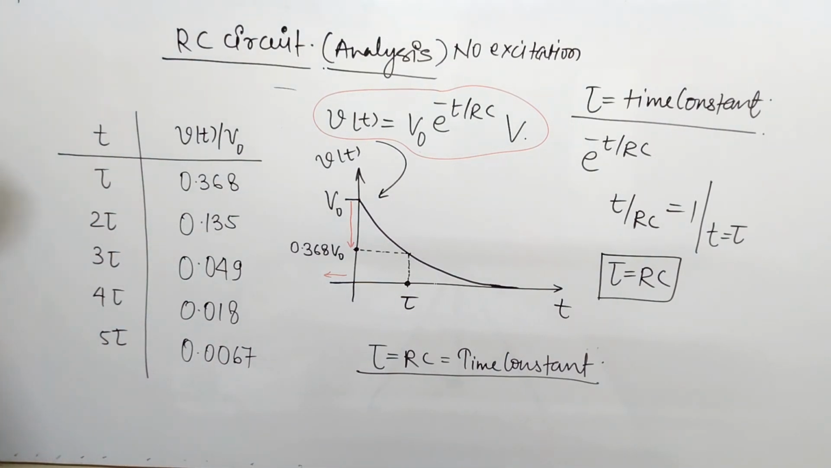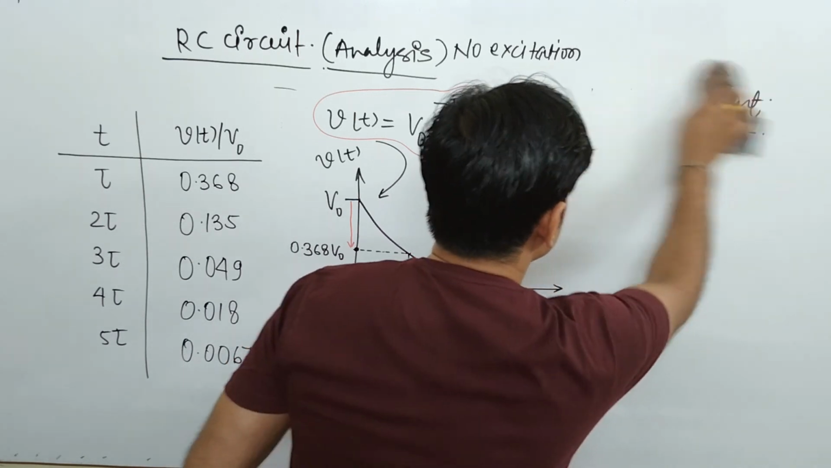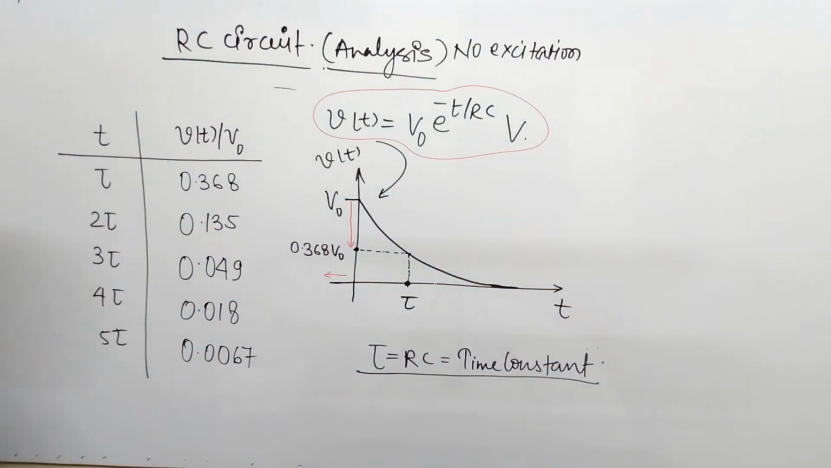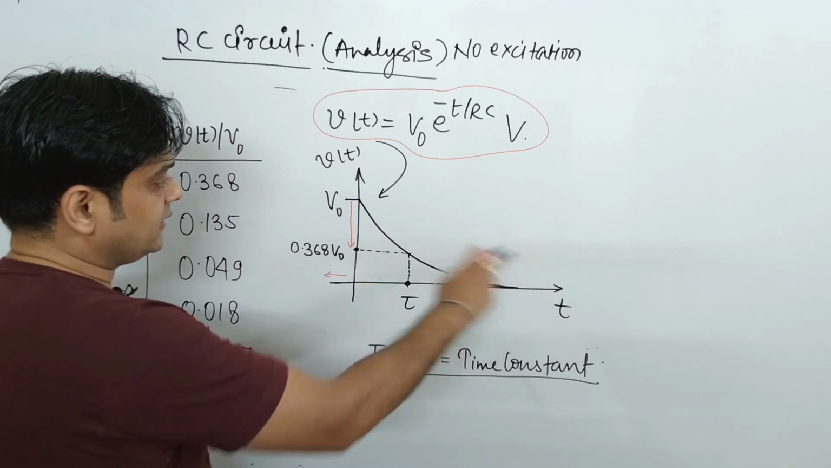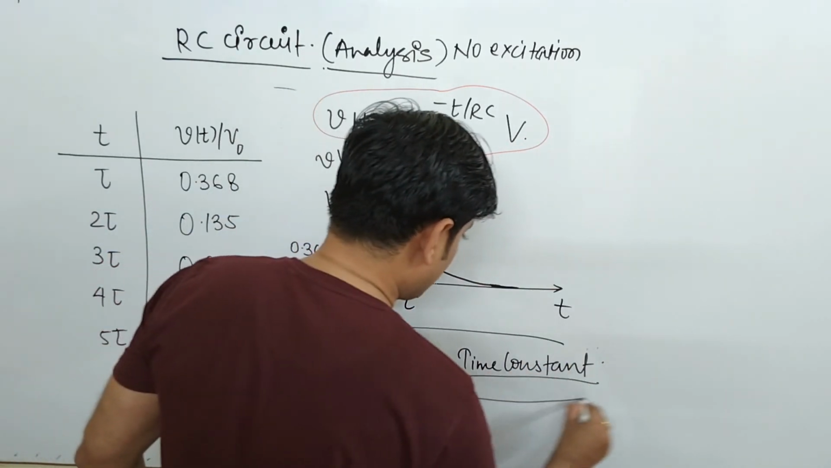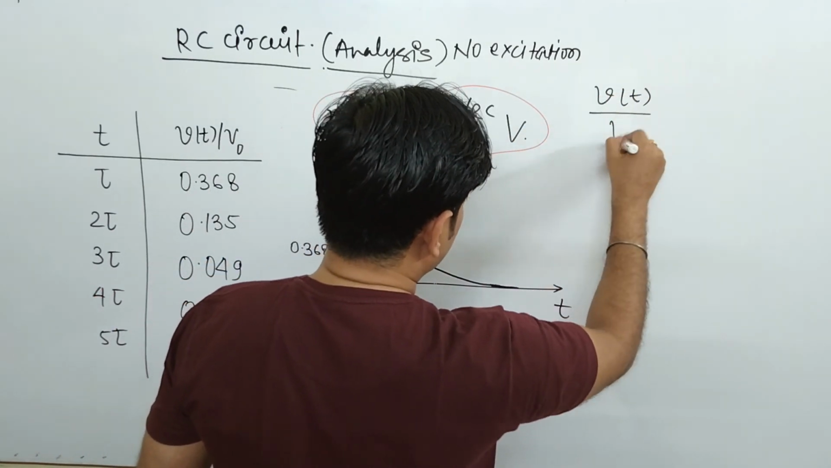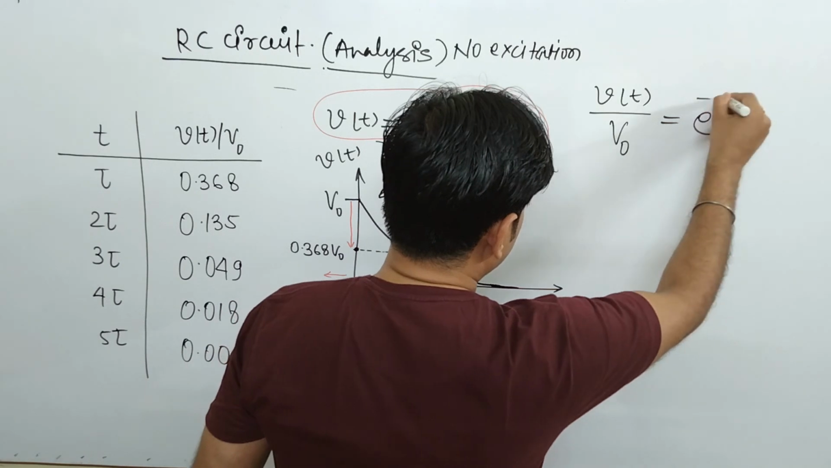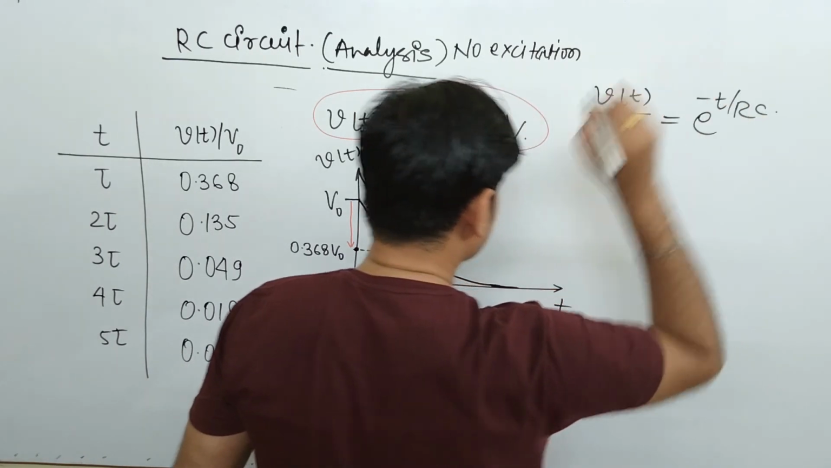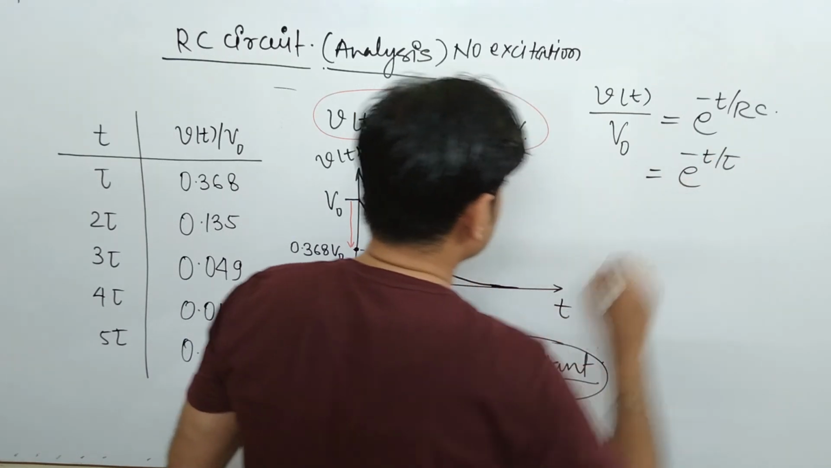So friends, as I explained about this diagram, and I mentioned tau as your time constant, from this expression, Vt upon V naught is basically e to the power minus t by RC, or you can say it is e to the power minus t by tau.